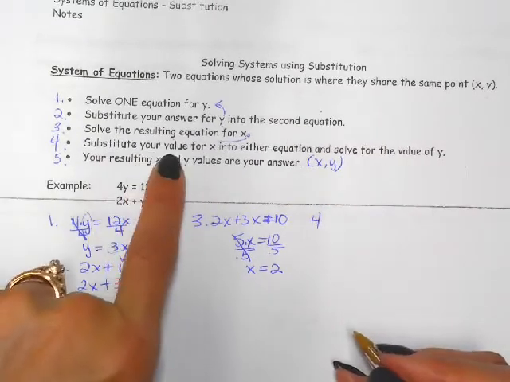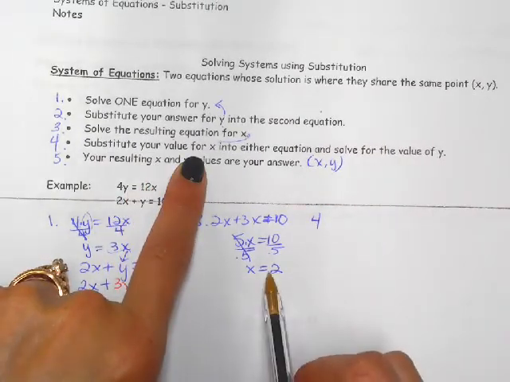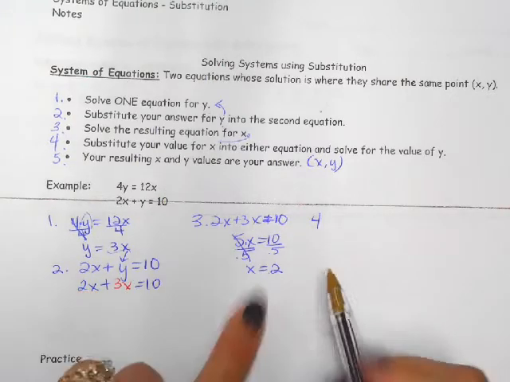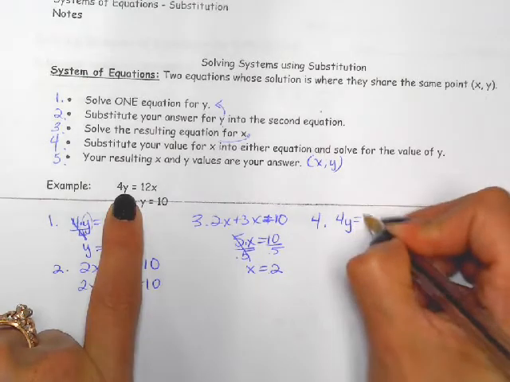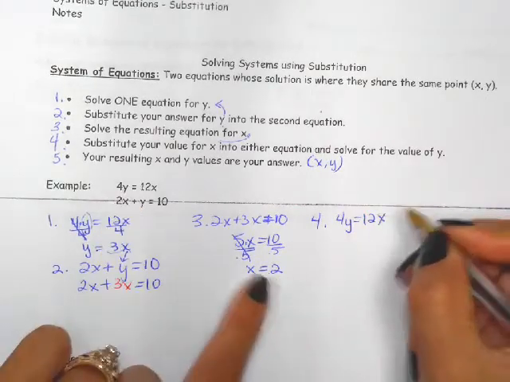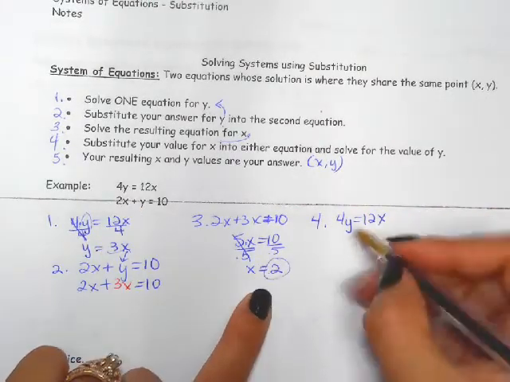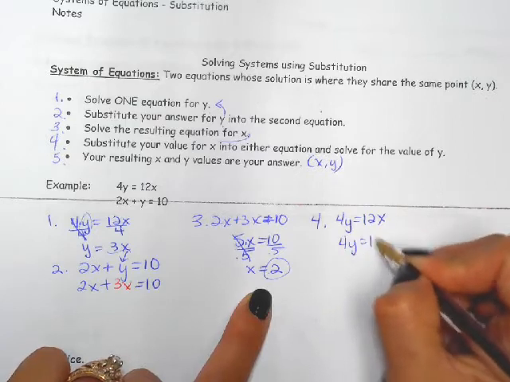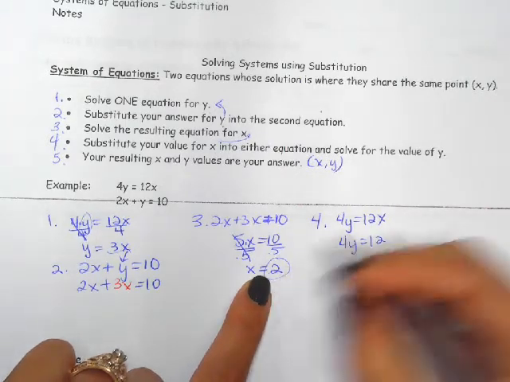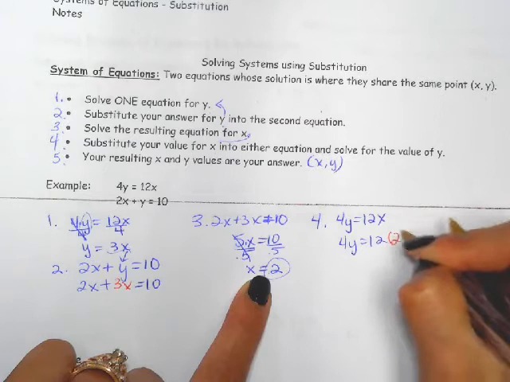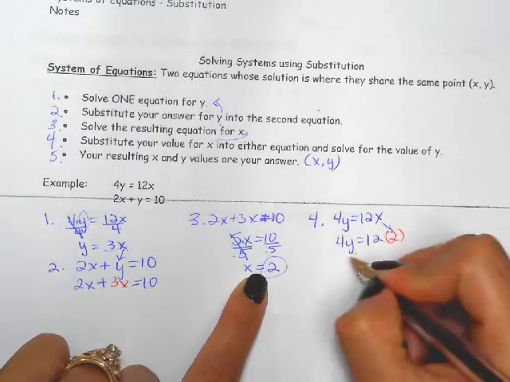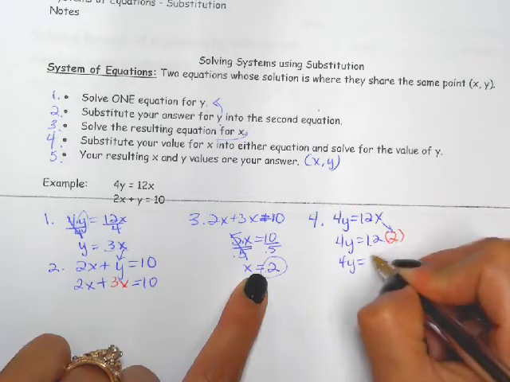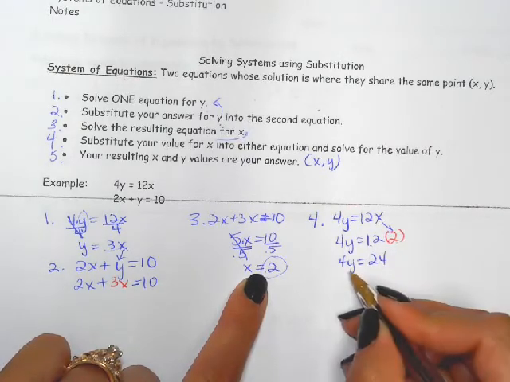Step 4. Substitute your value for x from the previous answer into either equation. So always pick the shortest one, the easiest one, 4y equals 12x. And we found that x equals 2, so we're not going to write x anymore. We're going to substitute 2 in place of x. Do a little bit of math. 12 times 2 is 24, and then we're going to solve for y.